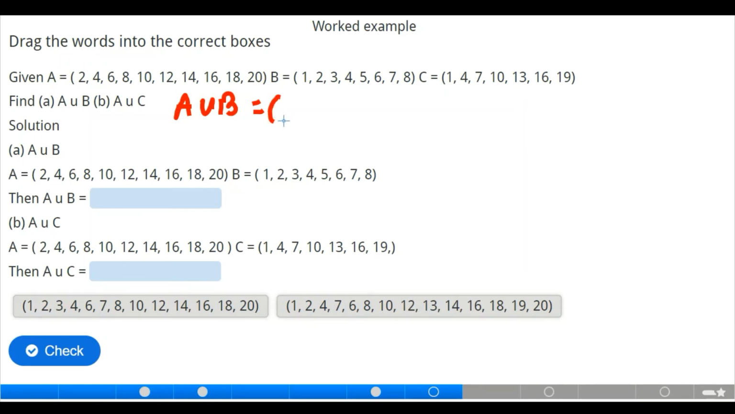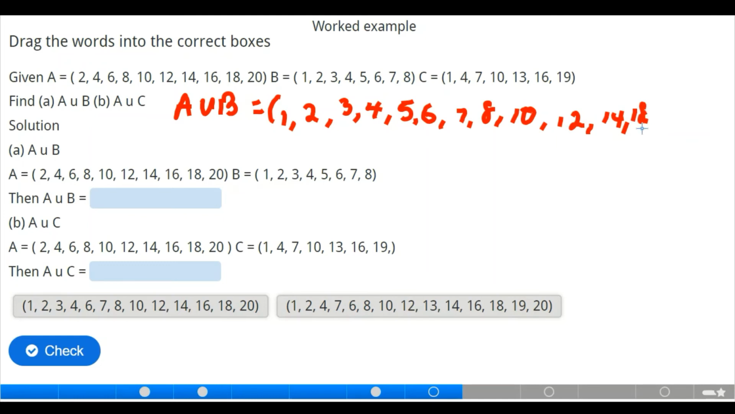If we have that, you look at it, we have 1, okay, we have 2. After 2, what else do we have in set A and B together? We have 3, we can see 4, we have 5, we have 6, we have 7, we have 8, we don't have 9, right? So we have 10. After 10, we have 12, we have 14, we have 18, we have 20. So A union B means that we are bringing all the elements in A and B together, and that makes A union B.